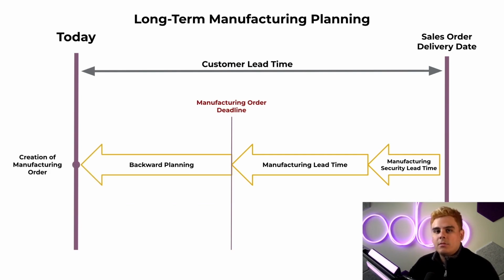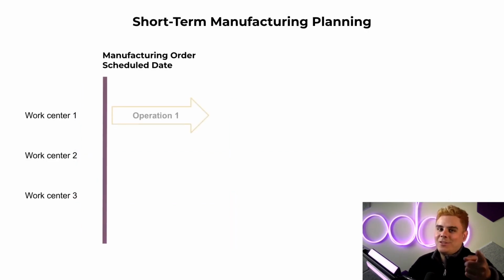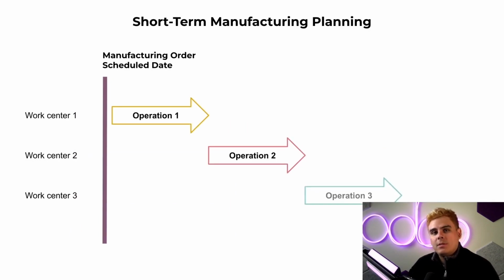And we'll schedule the manufacturing order date and the manufacturing order deadline as well. And this type of planning tells us when we should start the manufacturing process in order to deliver the product on time. We cover this in the From Sales to Manufacturing Order video, so be sure to check that out. And finally, short-term planning. Well, that is the focus of today's video.